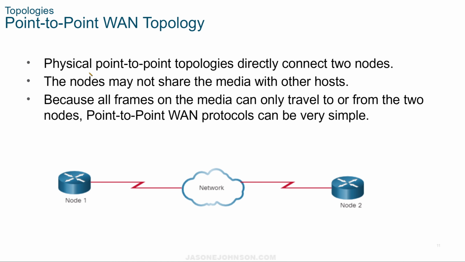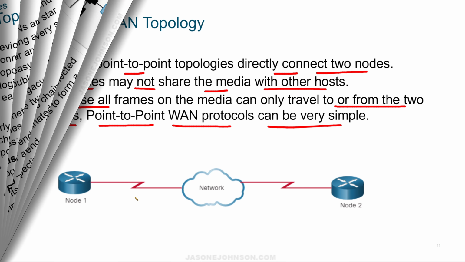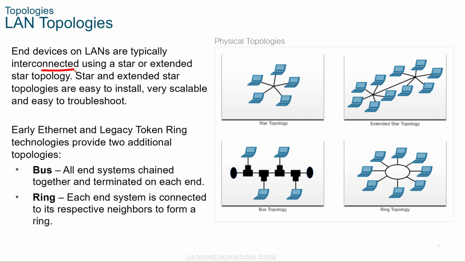On the point-to-point WAN topology, physical point-to-point topologies directly connect two nodes together. The nodes may not share the media with other hosts. And because all frames on the media can only travel to or from the two nodes, point-to-point WAN protocols can be very simple. End devices on LANs are typically interconnected using a star or extended star topology. Star and extended star topologies are very easy to install, they're scalable, and they're easy to troubleshoot.